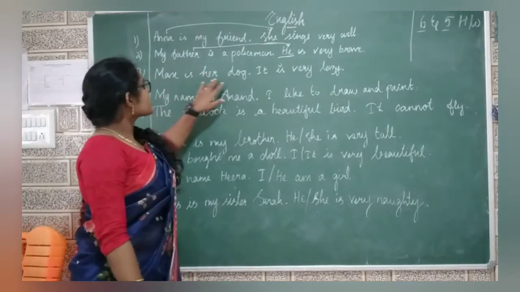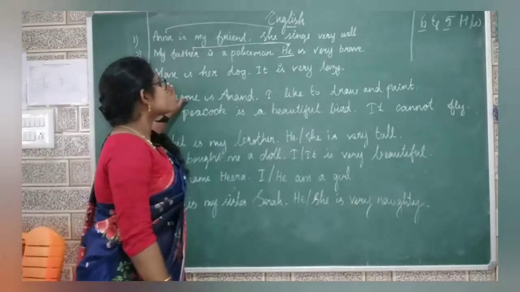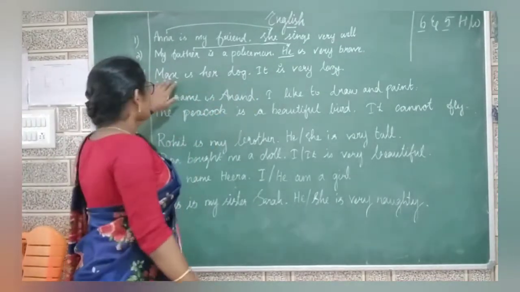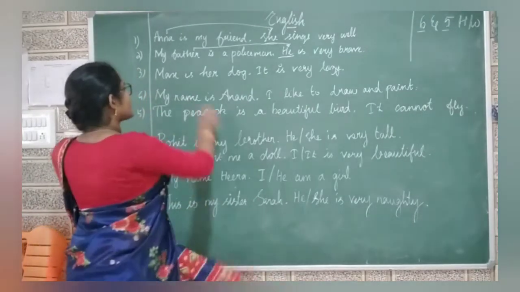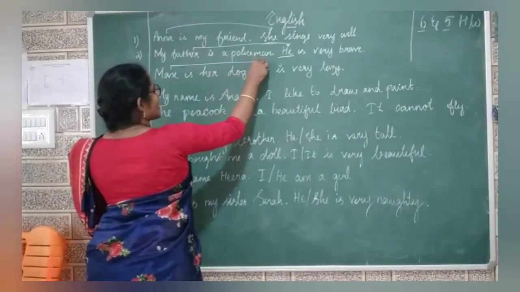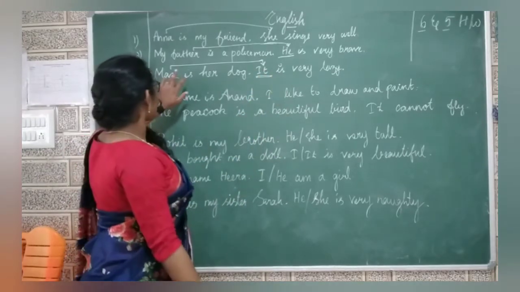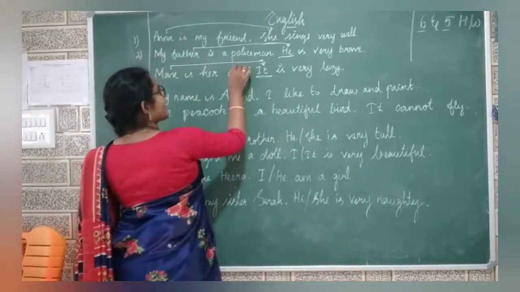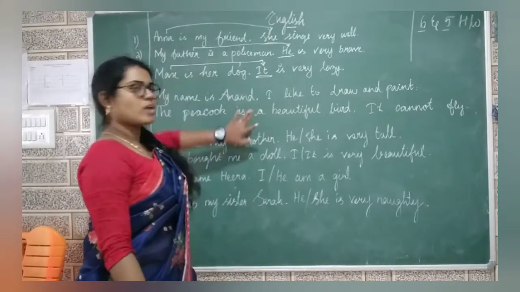Next, Max is a dog. So here we are talking about a dog. Max is a dog. So talking about a dog. So it is very lazy. So you have to mention like this. We are talking about the dog. Right? So you can do like this or like this. Both are right because both denote the same thing, that is dog.